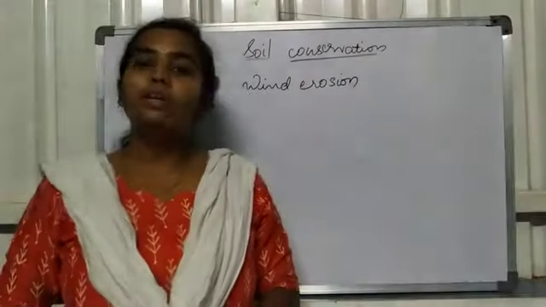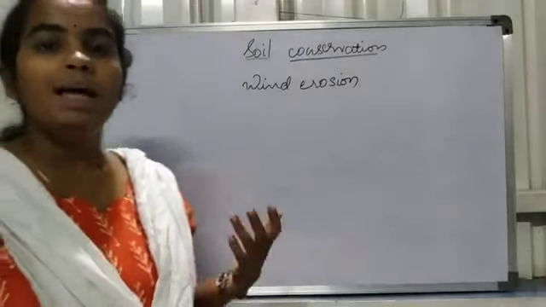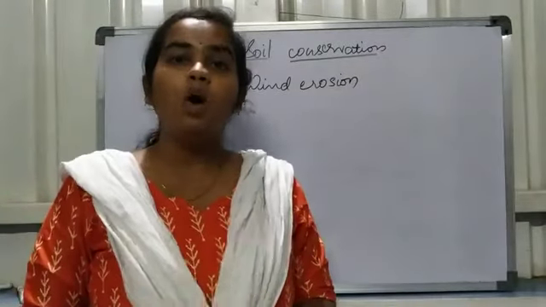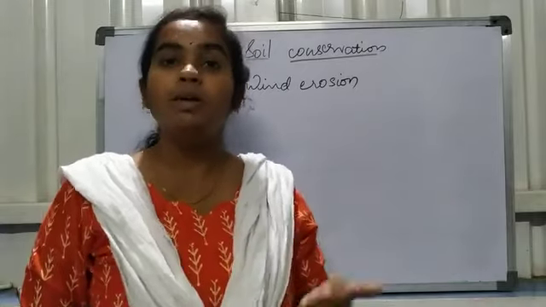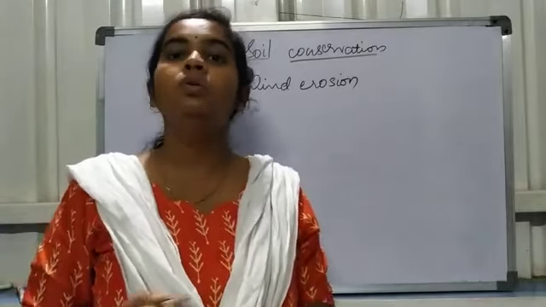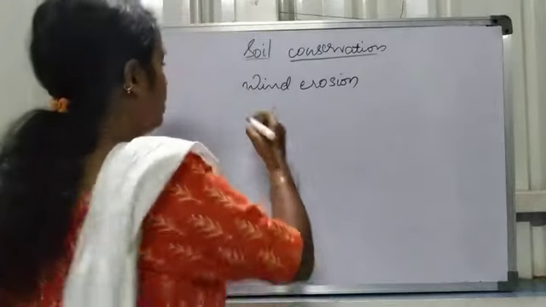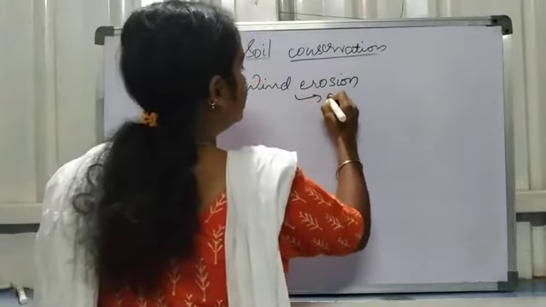Let's discuss wind erosion now. What happened with water erosion? Water acts as an agent there to erode the soil. Similarly, in wind erosion, wind acts as an agent to erode the soil. This wind erosion mainly occurs in arid and semi-arid regions.